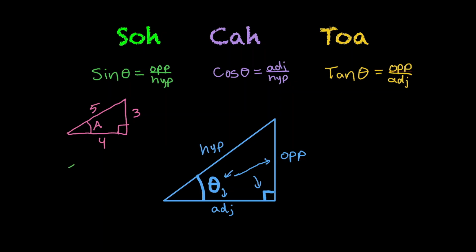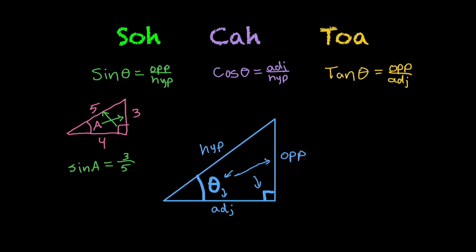So let's start with sine of A. So sine of A, again, is opposite over hypotenuse. So opposite from A is 3. And the hypotenuse, again, is the long side across from the 90-degree angle. So the hypotenuse is 5. So sine of A is 3 over 5.